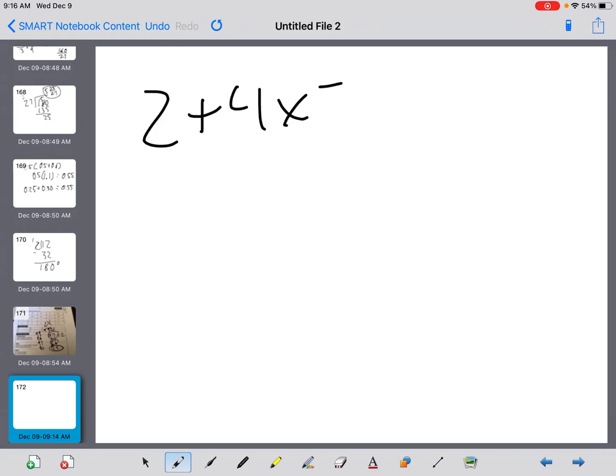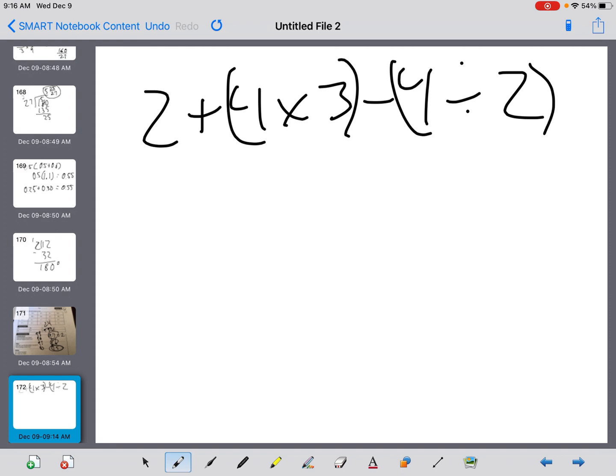So this is what we're doing. I got 2 plus 4 times 3 minus 4 divided by 2. I start with please. There's no parentheses. I start with excuse. There's no exponents. Now I'm doing multiplication or division. So this is the first thing, and this is the second thing here, guys.